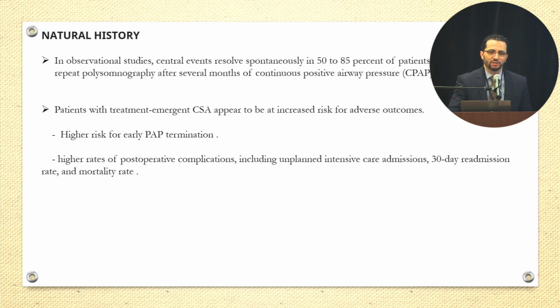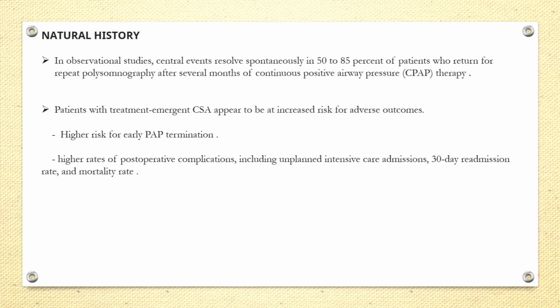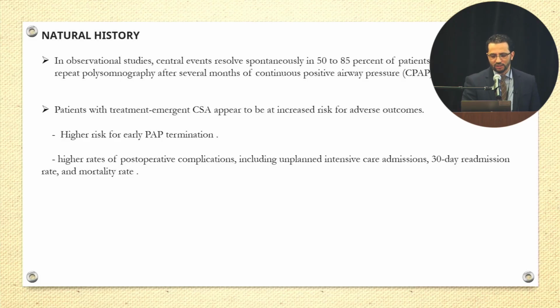So what is the natural history of treatment emergent central sleep apnea? As we mentioned, observational studies showed that in 50 to 85% of patients who initially developed central sleep apneas but continued to use CPAP, these central apneas tend to resolve. However, there is a portion of patients with other issues who are at higher risk of early CPAP or PAP termination because of symptoms. They don't feel better, they complain about it, so they stop using CPAP. There is also some data about increased perioperative and postoperative complications or hospitalizations for those patients.